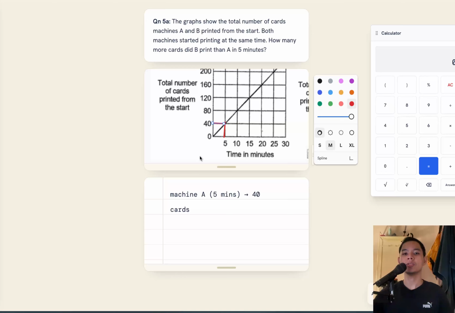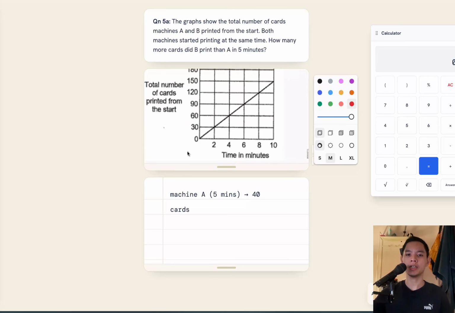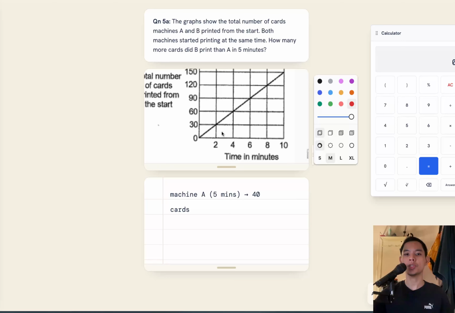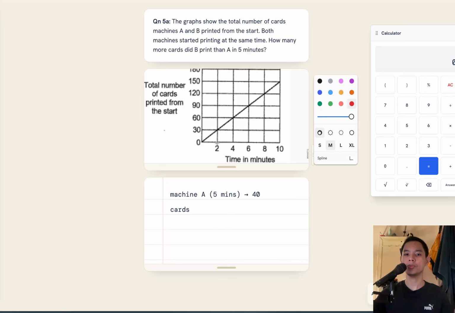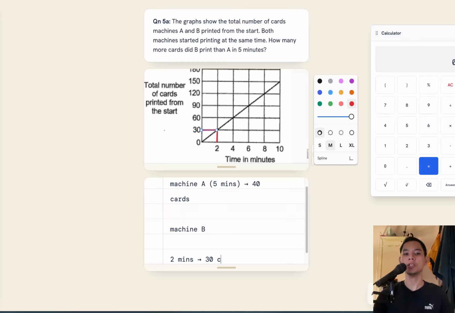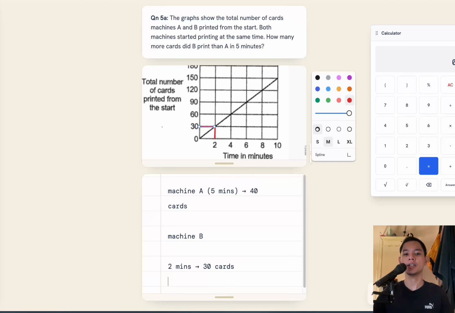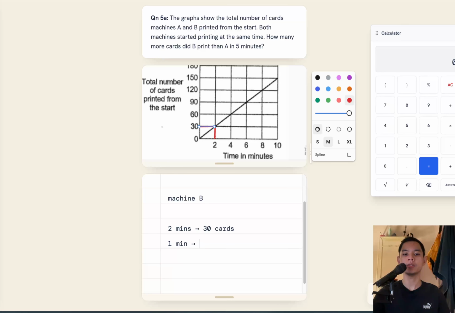40 cards. All right, the next one is where it gets a bit tricky. Machine B has 2 minutes and it produces 30 cards. So machine B: 2 minutes is equal to 30 cards. From here, we need to find the rate in 1 minute. 1 minute is 30 divided by 2, which is 15. However, we need to find out in 5 minutes. So 5 minutes is 5 times 15, which is 75 cards.